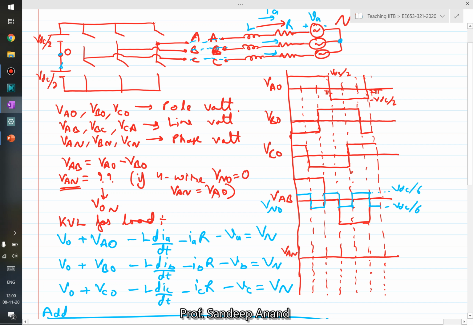Okay, so VAN is (2 times VAO minus VBO minus VCO) upon 3. So in the first period, VAO is VDC by 2, so it's going to be 2 times VDC by 2, minus VBO, which is minus VDC by 2, and minus VCO, which is plus VDC by 2. So they would just cancel out, divided by 3. So it will be VDC by 3. Let me just mark it here. Let's say this is VDC by 3.